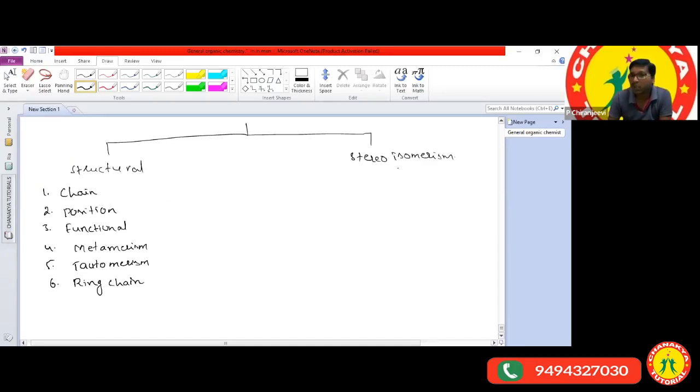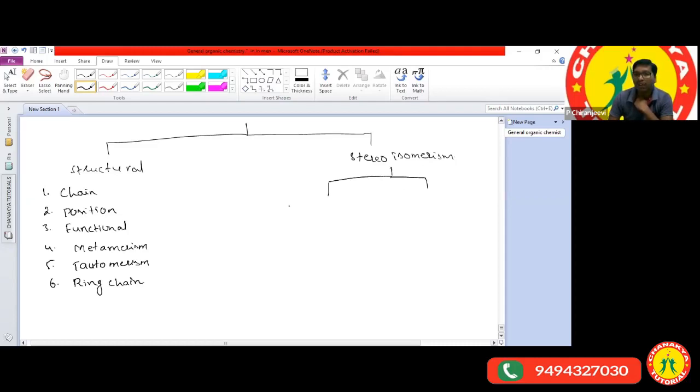Similarly, stereoisomerism is classified into two types. What is meant by stereoisomerism? It is the spatial arrangement of the atoms or groups of atoms around the carbon in a molecule. Stereoisomerism is classified into two types.